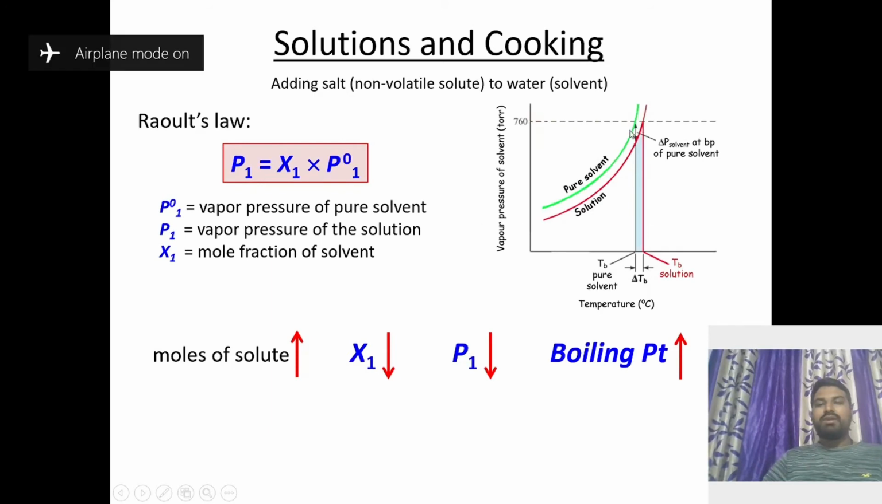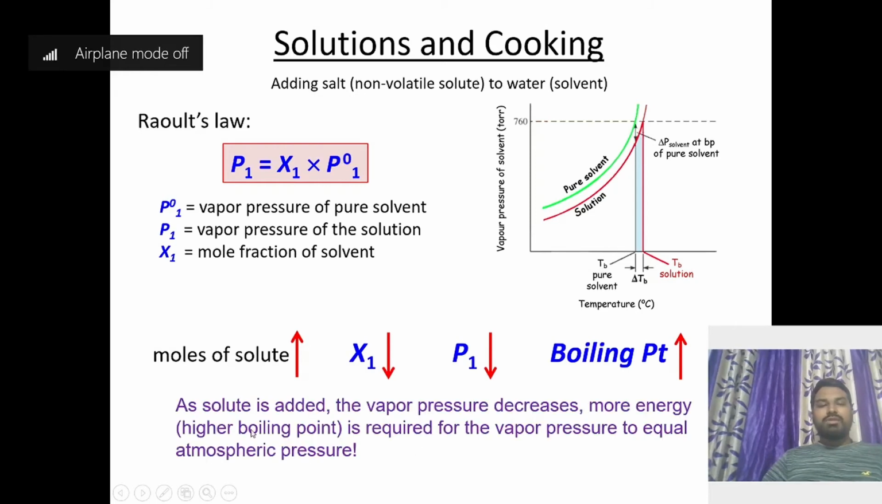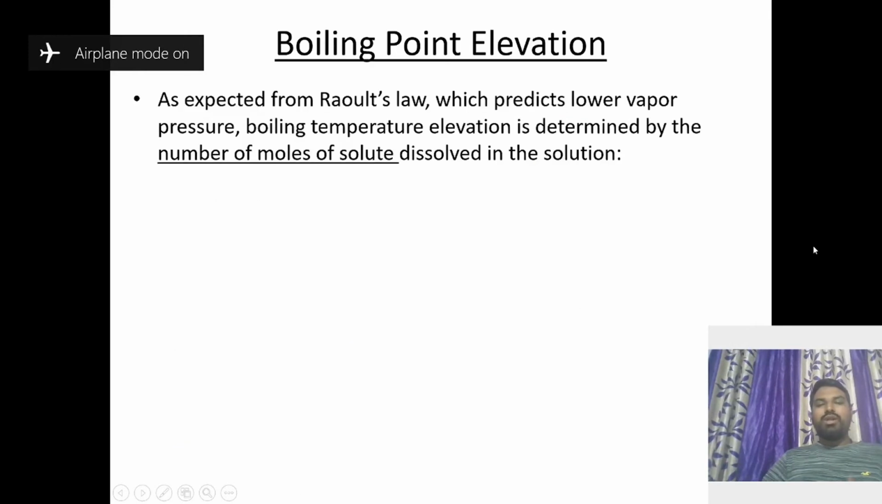Here we have given the graphical representation. Pure solvent is the green line, solution is the red line. This is the difference in boiling point between the pure solvent and the solution: TB of pure solvent and TB of solution. This is delta TB. The graph is vapor pressure of solvent, torr, versus temperature. As a solute is added, the vapor pressure decreases, so more energy, meaning a higher boiling point, is required for the vapor pressure to equal atmospheric pressure. And we will now see boiling point elevation.